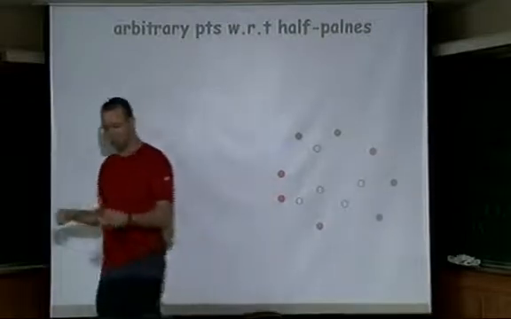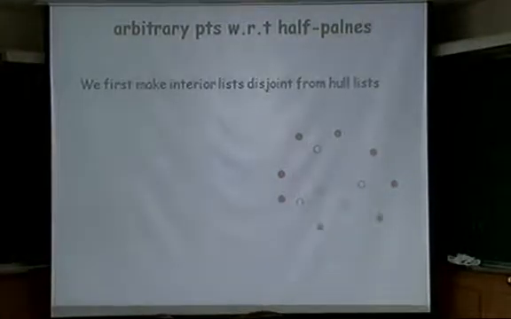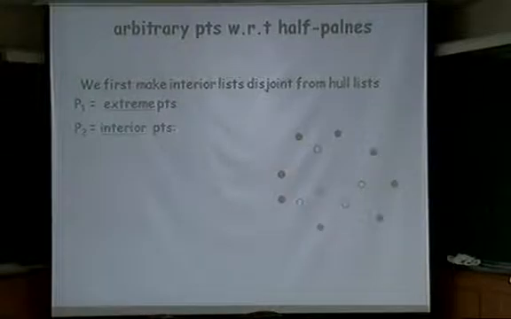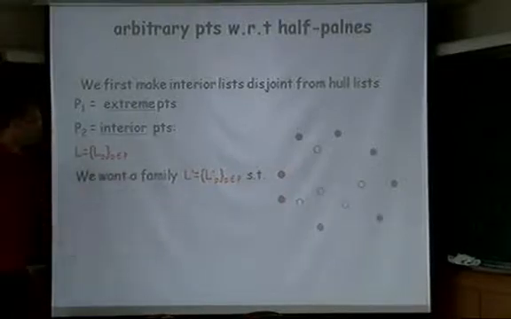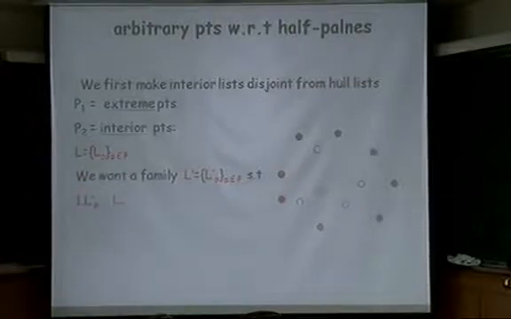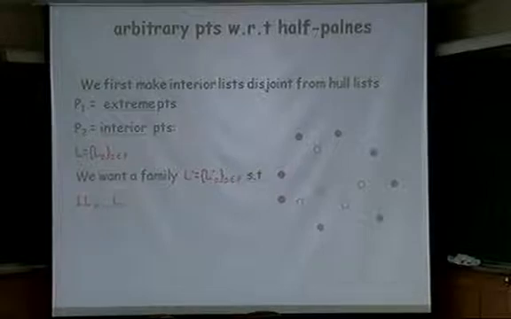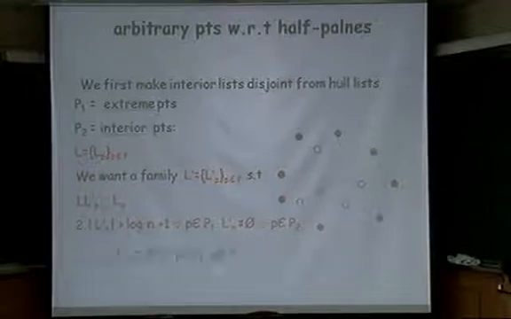So basically, what do we want? We want the following property. Let's call P1 the extreme points, the half points, the red points, and P2 the interior points. And let's look at the set of lists associated with the points. So we want to dilute the lists in such a way that the interior lists are going to be disjoint from the exterior lists, but they are going to be non-empty. And in addition, we want the exterior lists to still have size log n plus 1 or something like that, because we need it.